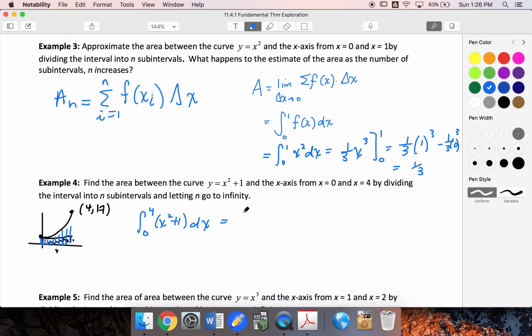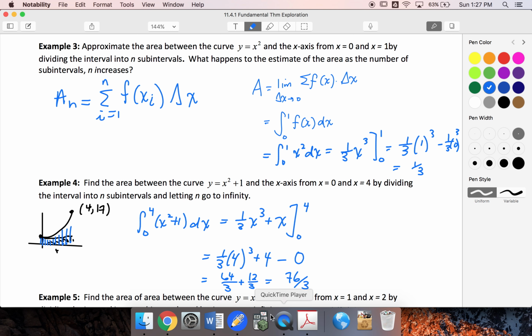1/3 x cubed plus x. No c because I'm evaluating from 0 to 4. And then I'm going to subtract off substituting 0. Well, that's just 0. So I'm going to get 64 over 3 plus 12 over 3. And 76/3 are my units.